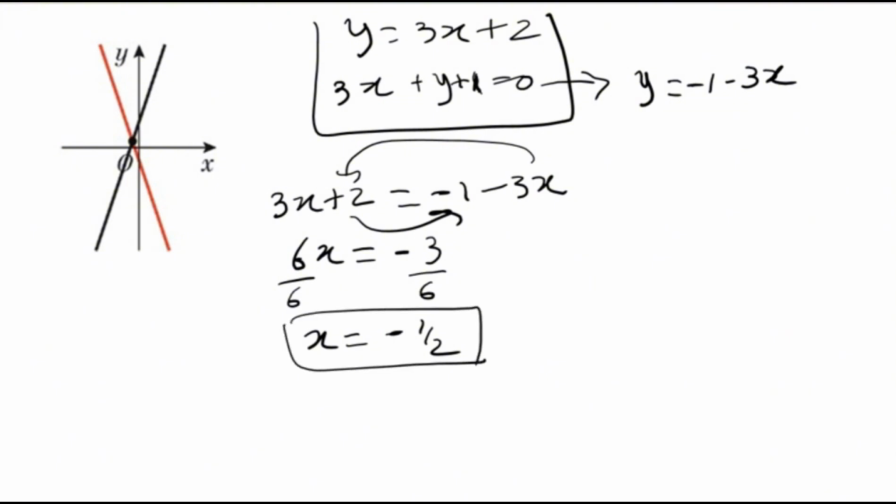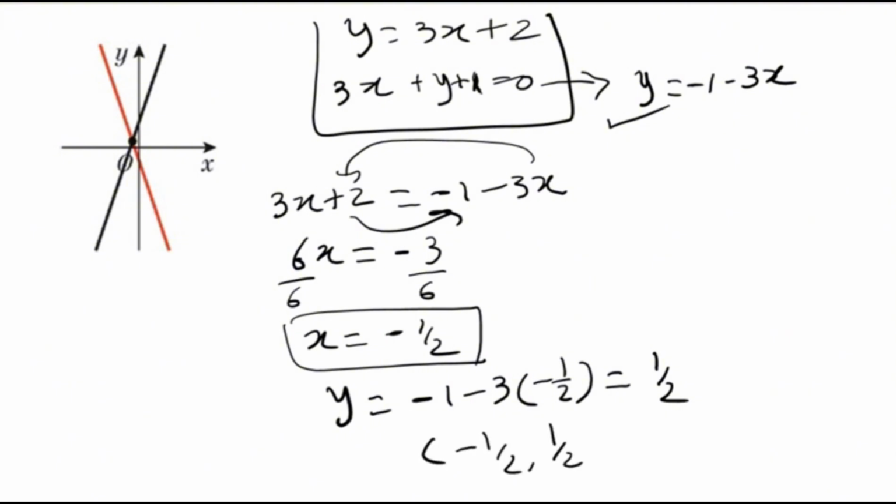I have to find the value of y as well. So I can use this equation. y is equal to minus 1 minus 3 into minus half. So that will give me half. So this is my value for y. So this intersection point we are finding is minus half and half. So these are our intersection point or coordinates, you can say. So that we have to figure out.